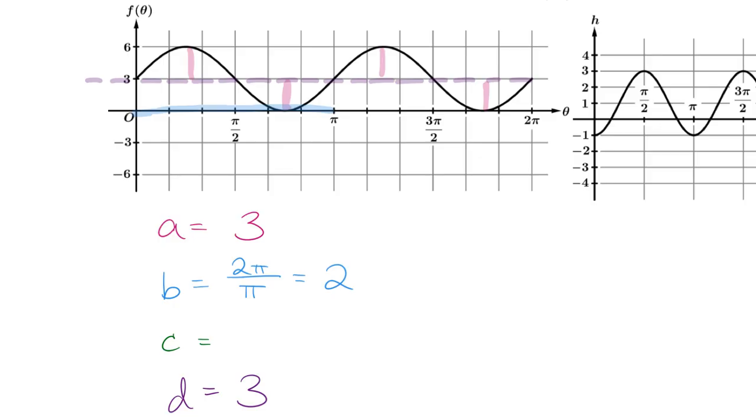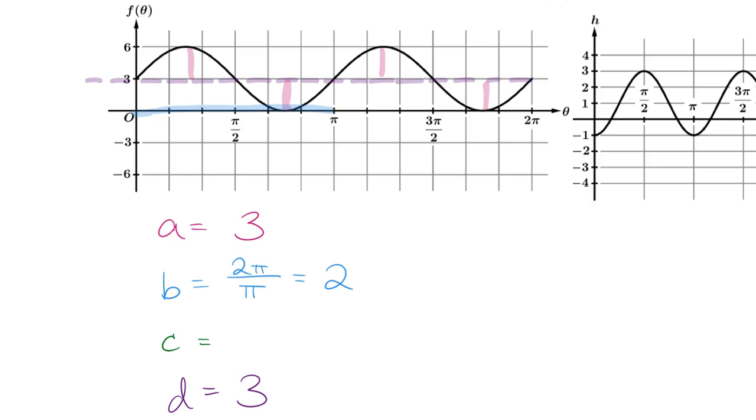Now the last one, again, the phase shift is a little bit more difficult. We said at the beginning that sine should start at the midline and go up. Wait, Miss, can you explain B? There's a formula for B. When we find B, we're doing 2 pi divided by the period. The period of this function is pi, so 2 pi over pi is 2.